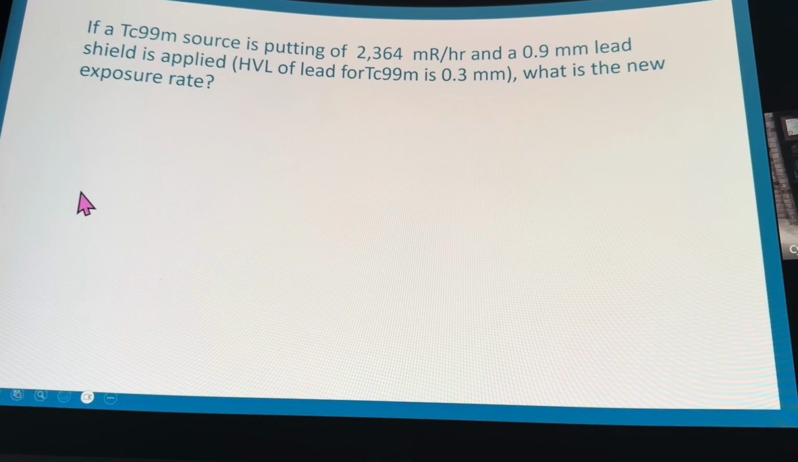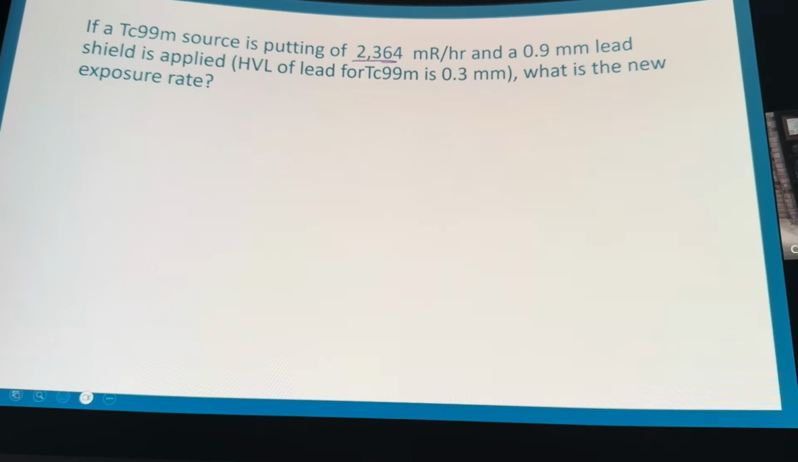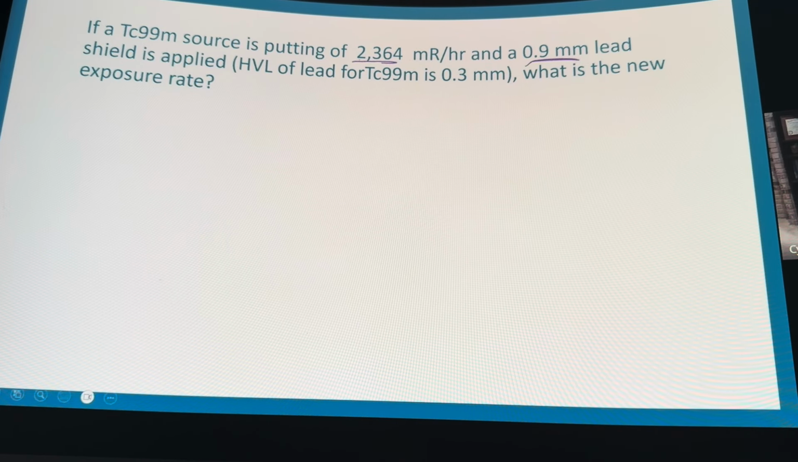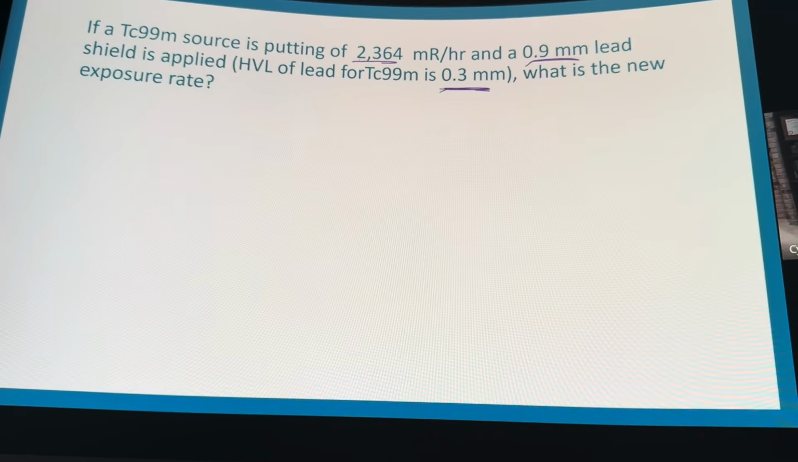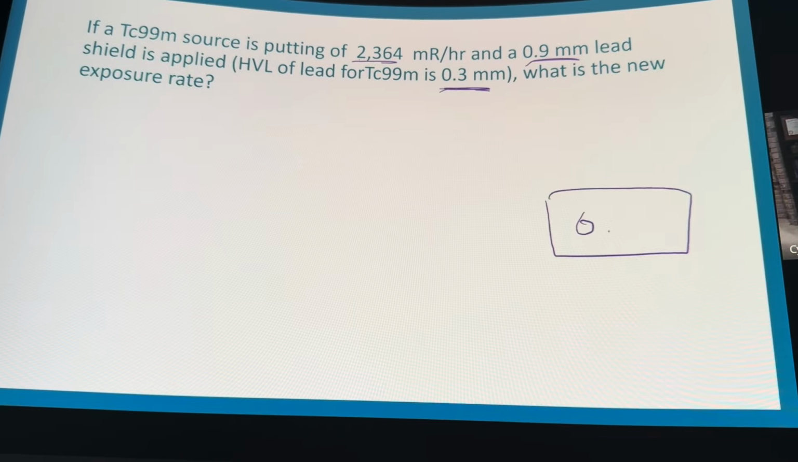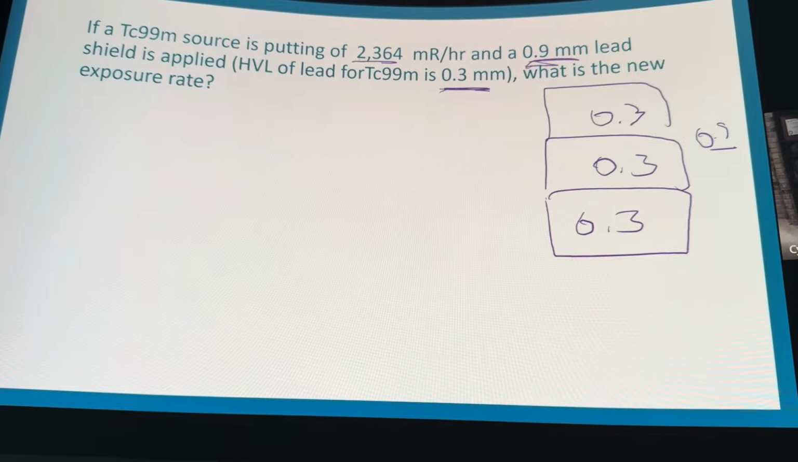All right, let's do a little bit of a shortcut here. A tech source is putting out 2,364 mR per hour. You're going to add 0.9 millimeters of shielding, and each half-value layer is 0.3. So when I see that, I'm thinking I'm adding 3 half-value layers. How did I figure that out? One half-value layer is 0.3, the second one is 0.3, the third one is 0.3, all those together equal 0.9, and that's what I'm adding. So if you take your total thickness divided by your half-value layer, that gives you the number of half-value layers. I'm adding 3 half-value layers.